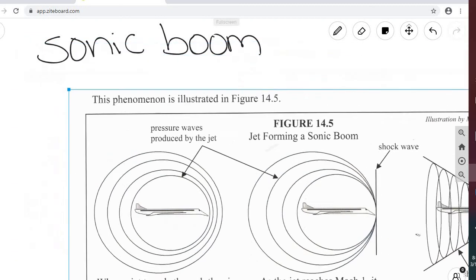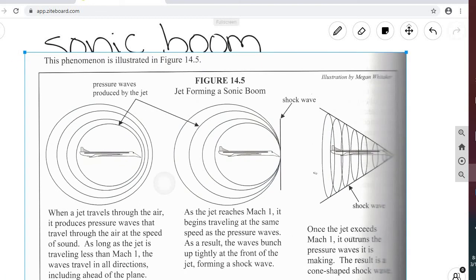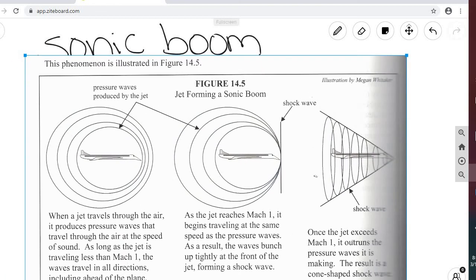Okay, so this figure is showing a jet traveling through the air. And when that jet is traveling through the air, it also produces pressure waves. So it's pushing on the air and it's producing pressure. And as long as the jet is traveling slower than the speed of sound, so less than Mach 1, then the pressure waves are traveling in all directions, including in the front of the plane.